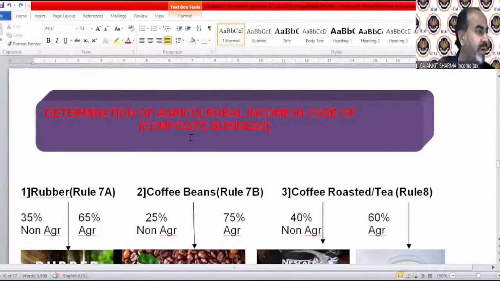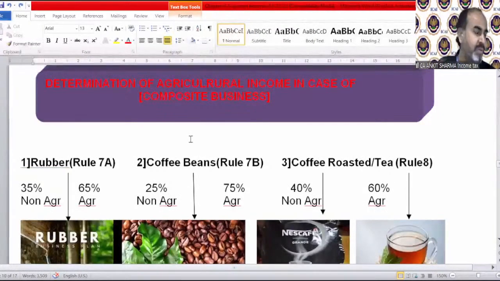Vicinity means boundary. Sushil asks, does pencil come under composite? I'll tell you, if there is an activity of agriculture also actively involved, then it will be your composite business. We will discuss the composite business provision, just about to. Here is the diagram of composite business. You can see it, of course. We will discuss it.